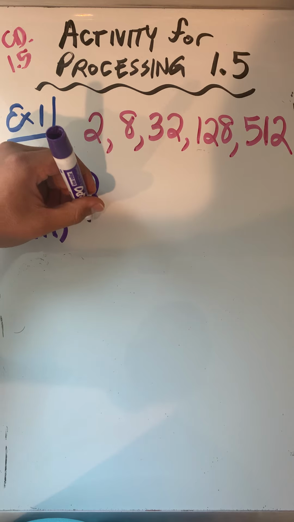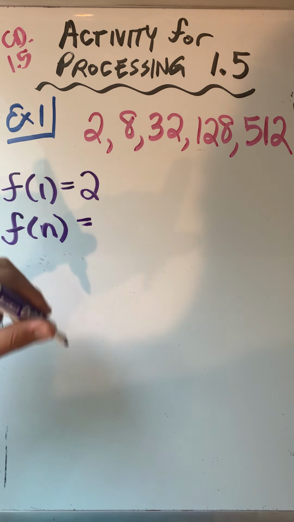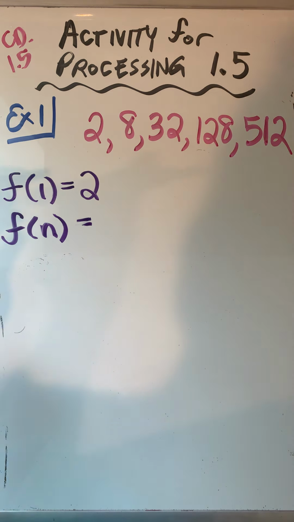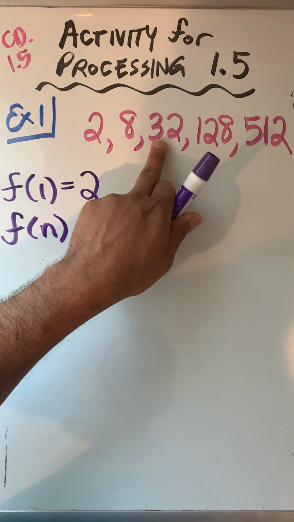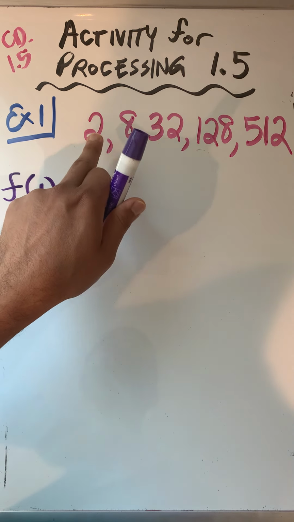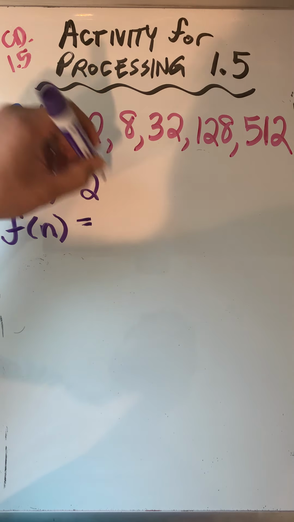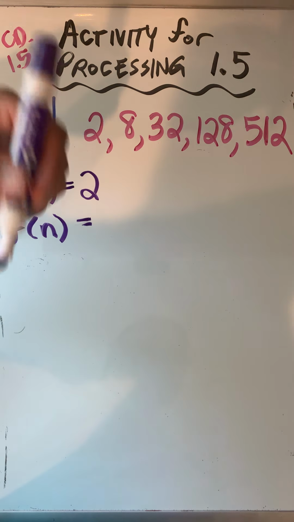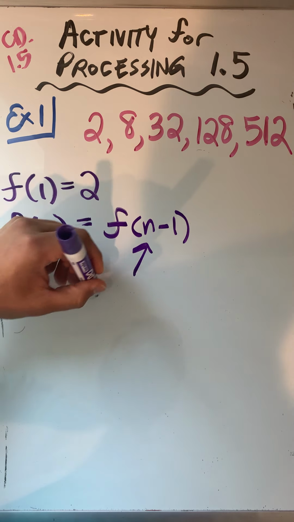Now, what's cool about recursives is that recur means to recall, in this context. So in order to get the third term, you need to recur or recall the second term. And if you want the second term, you need to recall the first term. So what I'm trying to say is this: f of n is the result of taking the previous term. That's what this means right here. The previous term.